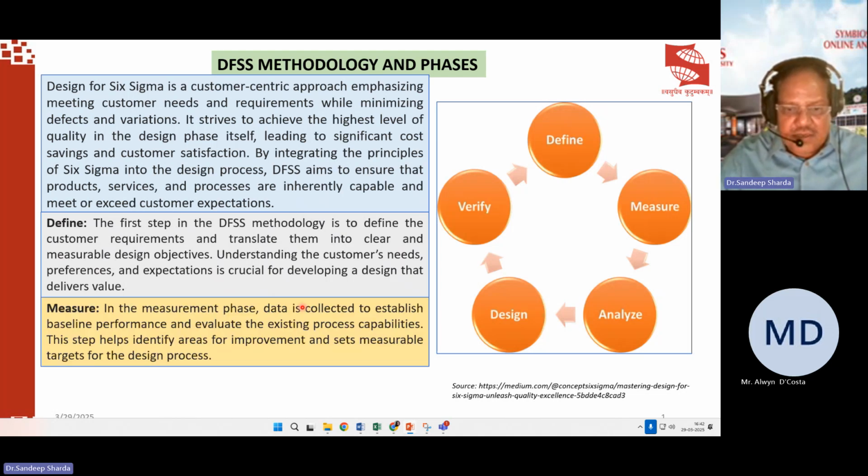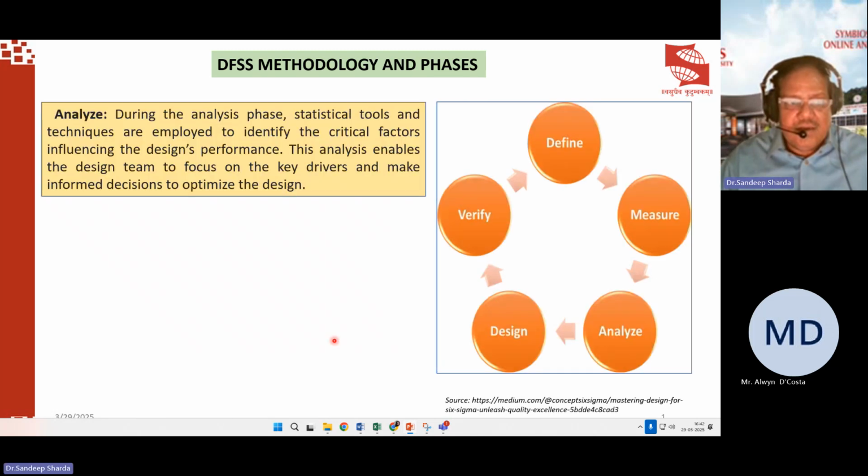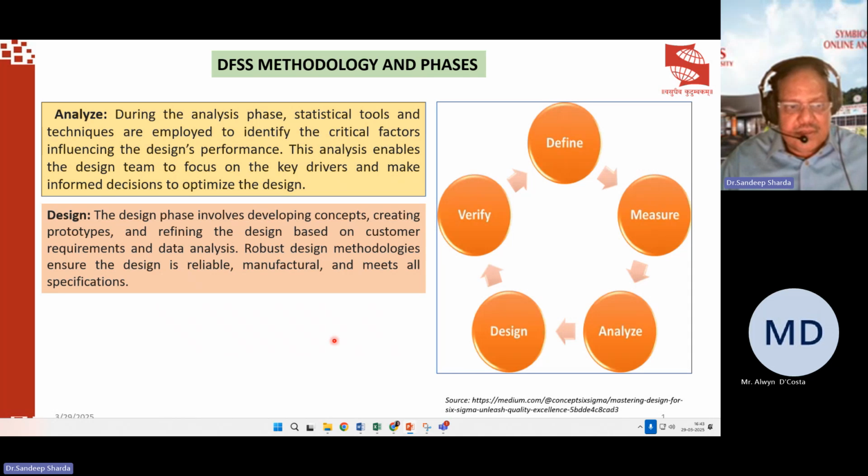The major phase is data collection, to establish the baseline performance and evaluate the existing process capabilities. In the analyzing phase, statistical tools and techniques are employed to identify the critical factors influencing the design performance. Further, the design phase involves creating the concept and prototype and refining the design based on the customer requirements and data analysis.